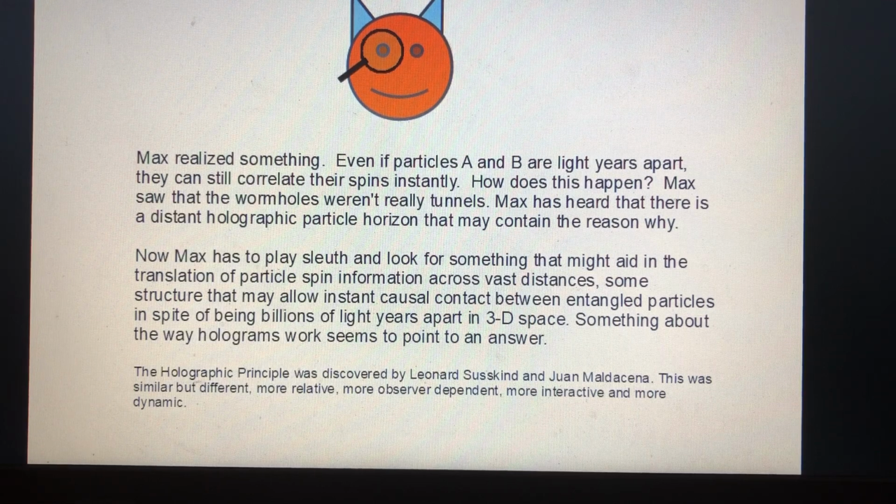Now Max has to play sleuth and look for something that might aid in the translation of particle spin information across vast distances. Some structure that may allow instant causal contact between entangled particles in spite of being billions of light years apart in 3D space. Something about the way holograms work seems to point to an answer.